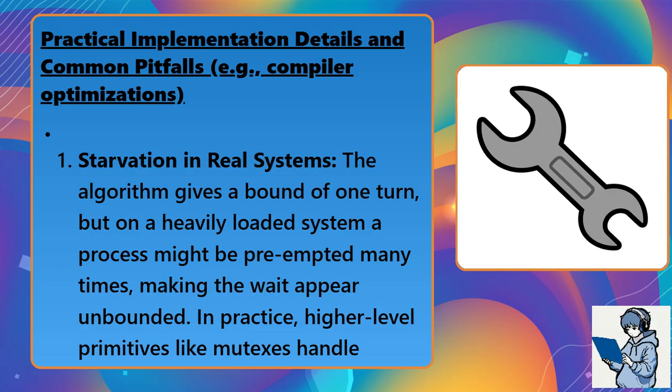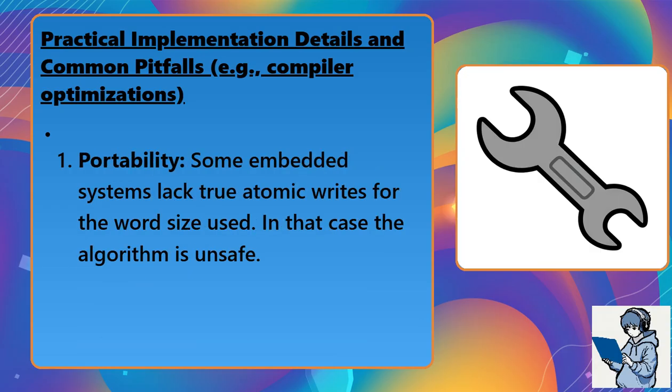Number 4, starvation in real systems. The algorithm gives a bound of 1 turn, but on a heavily loaded system a process might be preempted many times, making the wait appear unbounded. In practice, higher-level primitives like mutexes handle scheduling better. Number 5, portability. Some embedded systems lack true atomic writes for the word size used. In that case, the algorithm is unsafe.